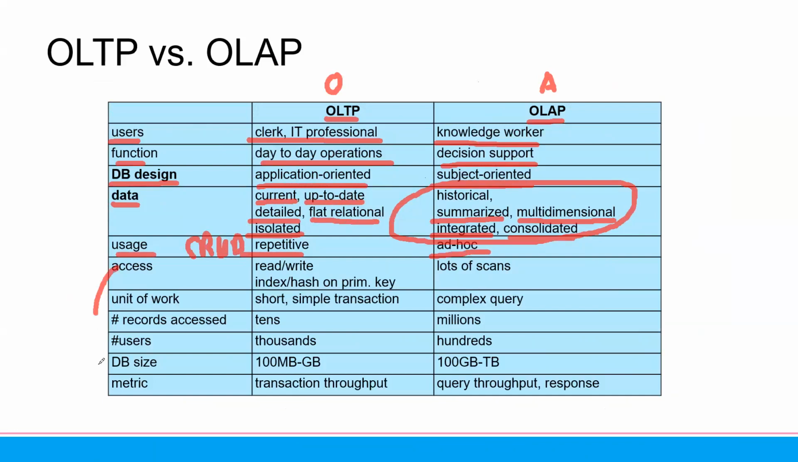The remaining are just very briefly about the other details like the access. You can read and write. In this OLAP, you will do the scanning, most of the things. And then the unit of work is the transaction, and usually it is short. But in the OLAP, you need to have the complex query.